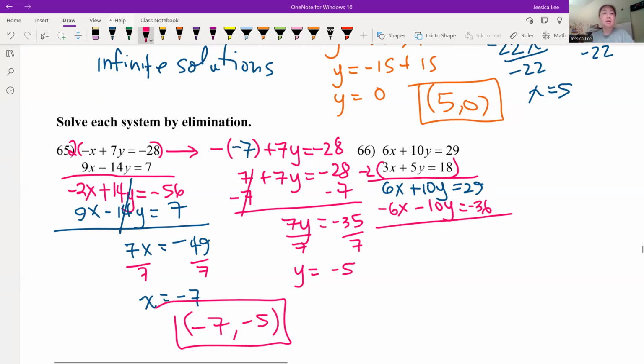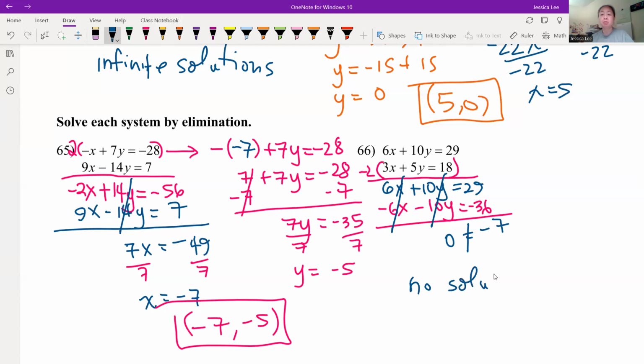All right. And what do you notice? Oh, 0, 0. Actually, I have nothing left. So 29 minus 36 is not going to be 0. It's going to be negative 7. Right? We know that 0 does not equal negative 7, right? So we are at no solutions.